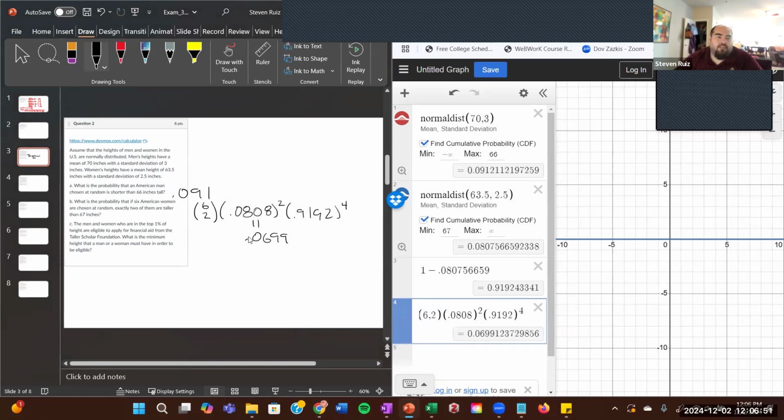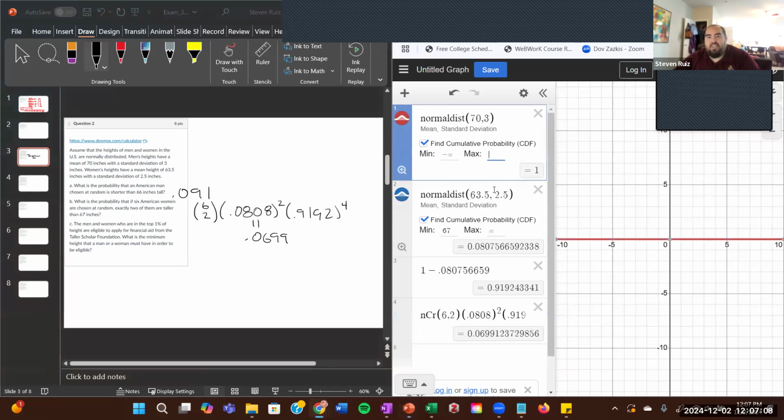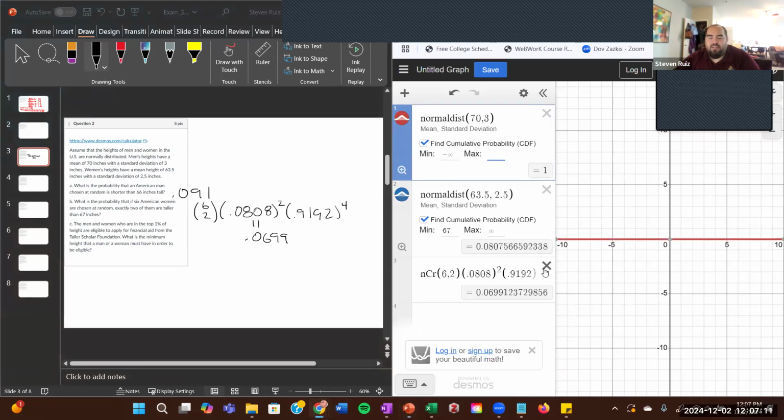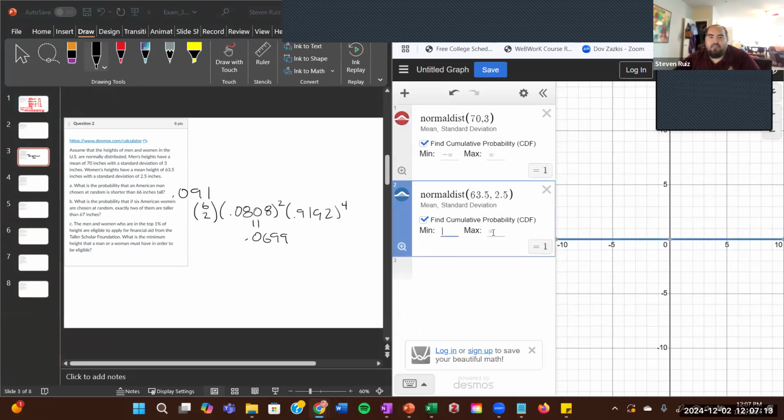All right. And then for part C, the men and women who are in the top 1% of height are eligible to apply for financial aid from the Taller Scholar Foundation. So basically, I want to find the minimum height for people who are in the top 1%. So I'm going to take off these maximum heights. I'm also going to remove these. I don't need these anymore. So basically, I'm now trying to find the top 1%. I'm trying to find that bottom threshold, the minimum threshold for the top 1%.